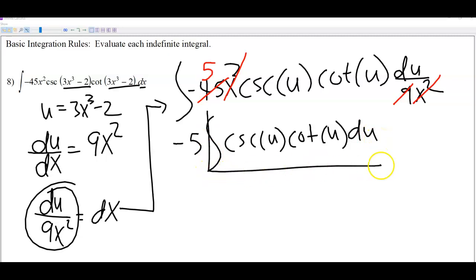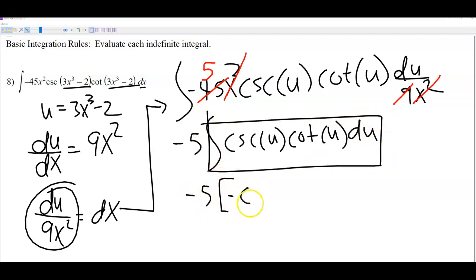There is an integral for this, and that integral is negative cosecant u. Don't forget your plus c. Now notice I put that in brackets, because if you don't have the brackets there, it looks like this. And that is technically written wrong, because that looks like you're saying negative 5 minus cosecant, and we're not. It's really negative 5 times negative cosecant.